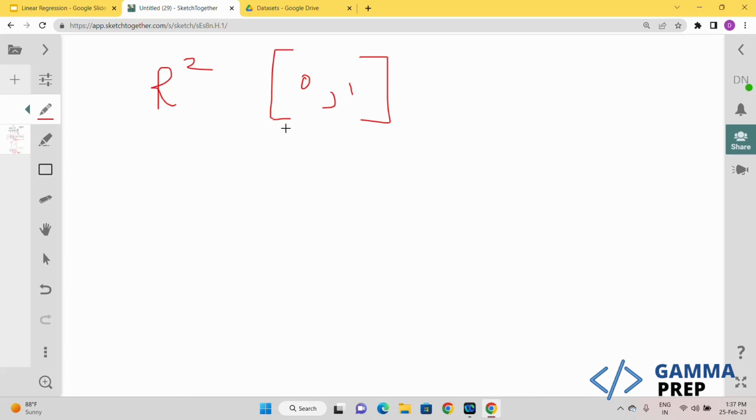Okay, so R square is also called goodness of fit. Basically, it tells how well your model fits your data. A few points before I explain what R square is: R square is called the coefficient of determination. It is also called the goodness of fit. The value lies between 0 to 1, and it tells how well your model fits the data. Okay, now let's understand this with the help of an example.